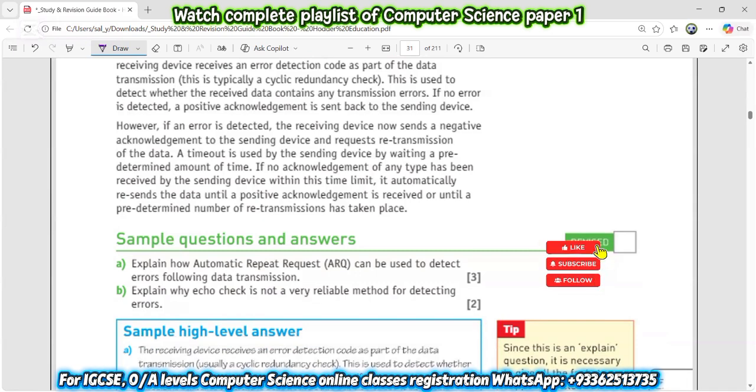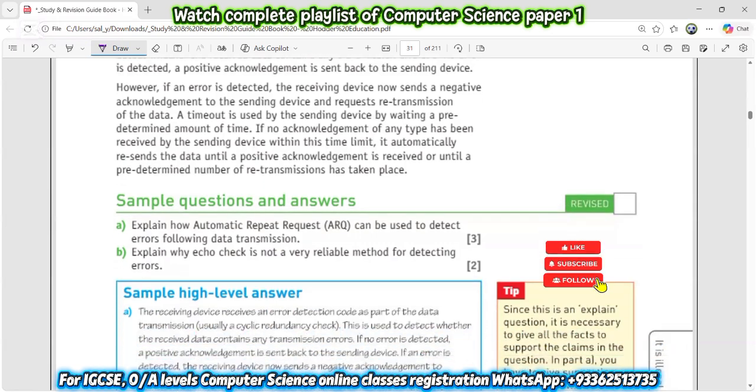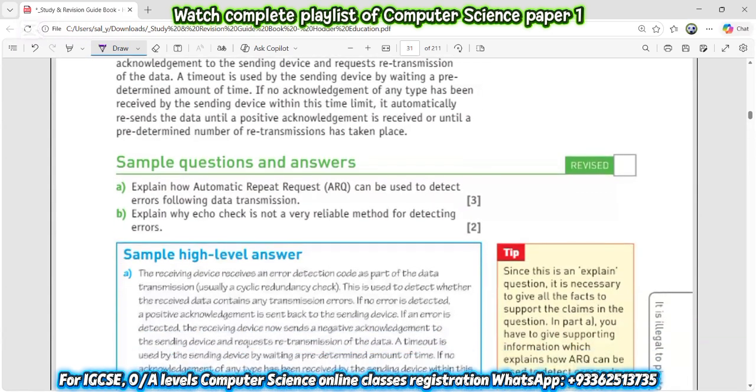So just be clear. They may ask you one more question: which method is not reliable? So you will simply write echo check. Parity is reliable to a certain extent. Checksum is definitely much more reliable. ARQ is reliable, but echo check is not reliable. You can see for yourself.